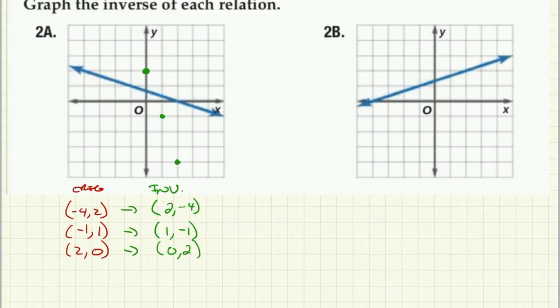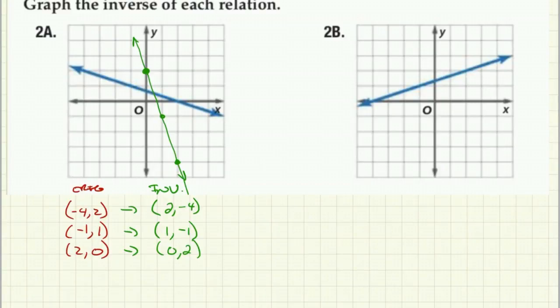So all I need to do now is grab a straight edge and connect the dots. And there is my inverse function. It's a little squiggly, but my straight edge wasn't that straight. So that's it. That's the inverse of that first graph. It is that simple.